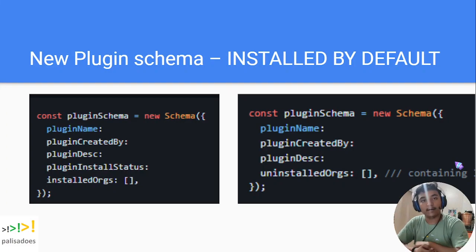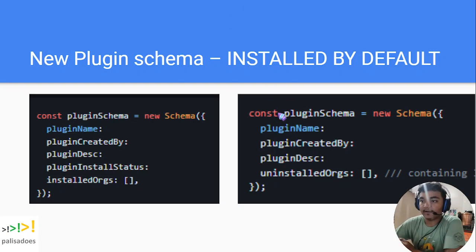So I'm suggesting a new schema update, which would align with the WebSockets a little bit more. This is the current one, which has 5 fields: name of the plugin, creator, description, installation status, which is a boolean field, and the installed orgs array. This array basically contains the IDs of the users who have installed this plugin.